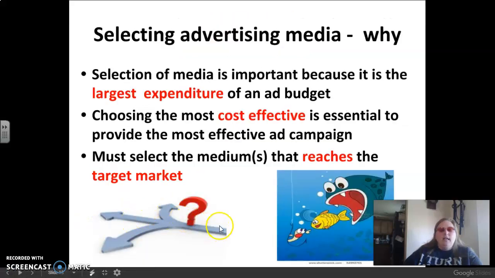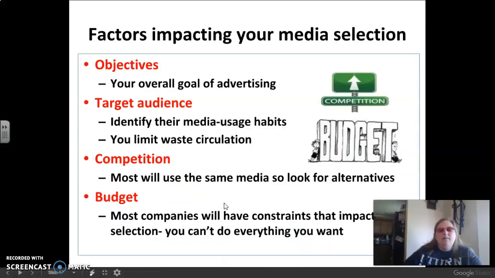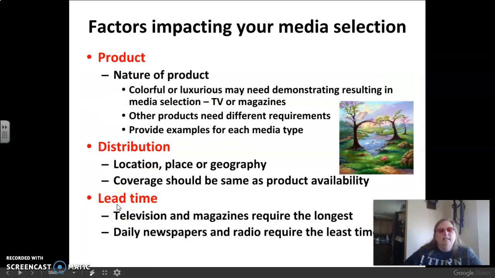So let's look at which media you need to select and what it's based on. It's based on your objectives or your goal of that advertising campaign, who your audience is, what your competition is using, what kind of media they're doing, and how much money you have to put into this. The nature of the product, how you're going to distribute it, and the lead time. How long do you need it to be out there?